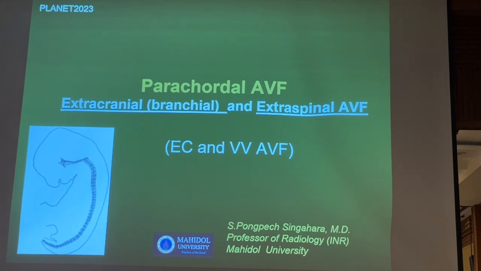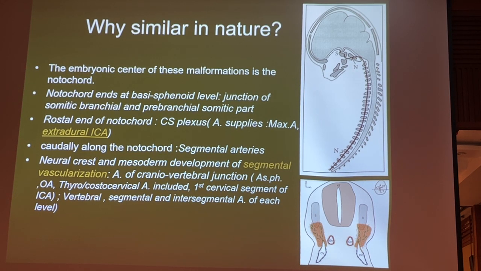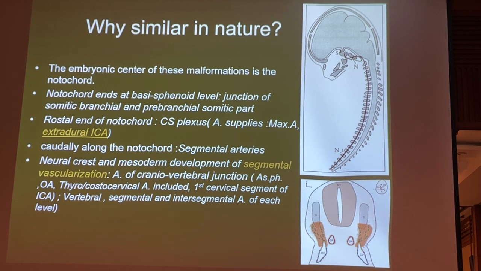In this situation, there are two levels, which is the branchial and the spinal level. So I'm going to talk about both, to compare the external carotid in adult and the vertebral arterial fistula in adult. Why do we have these two consecutive levels similar? Because the embryonic center of this malformation is the notochord. And the notochord ends at the basisphenoid level, at the junction of the somatic branchial and the prebranchial somatic part.